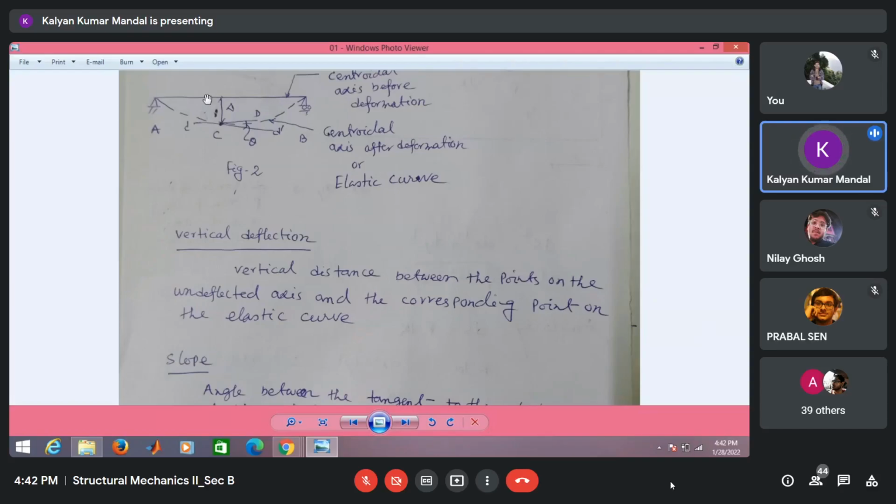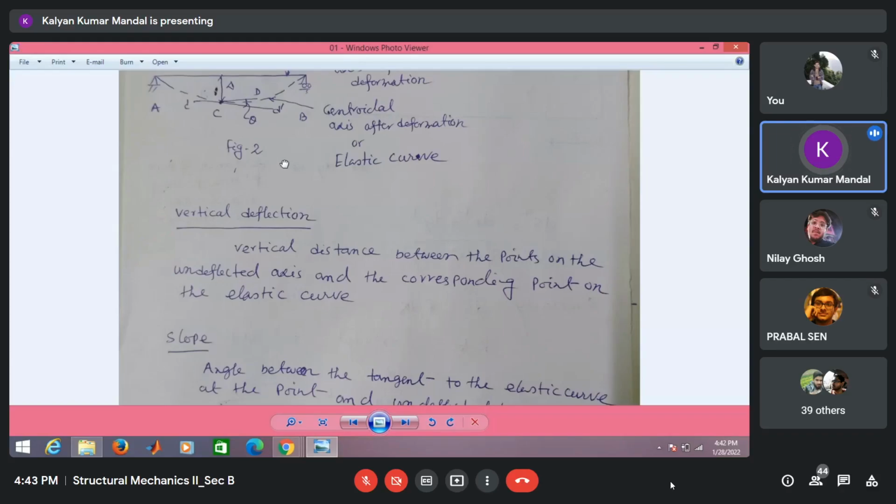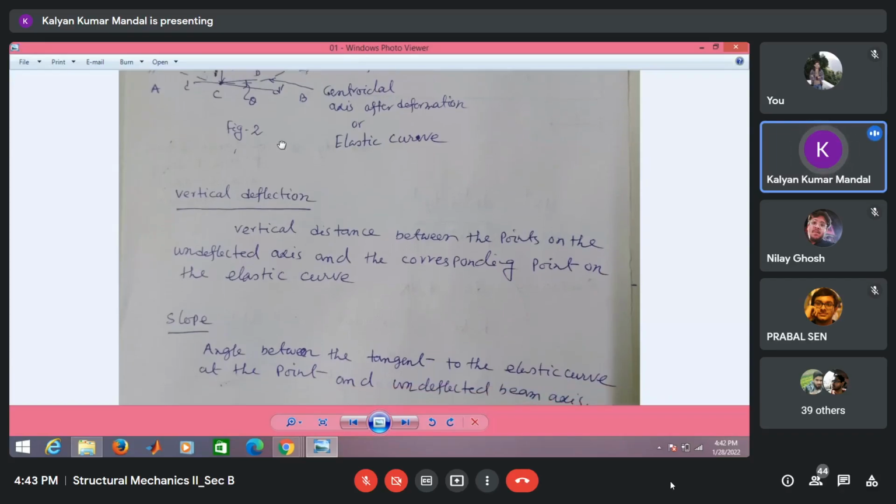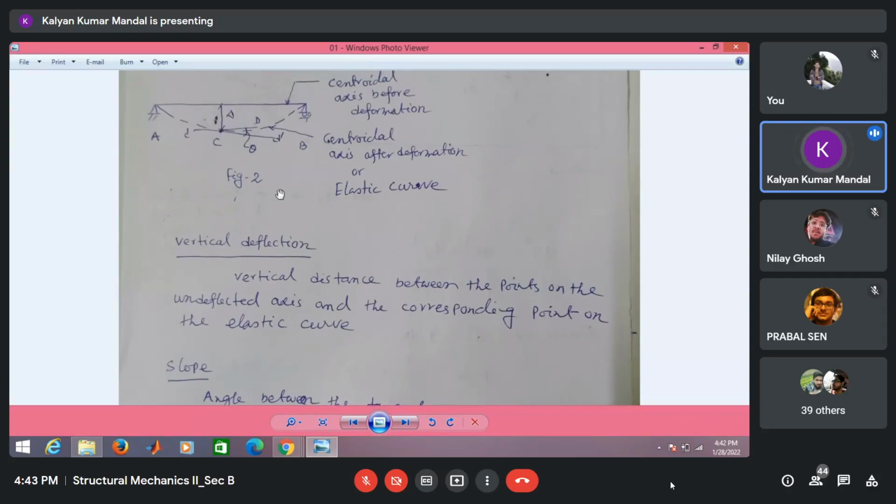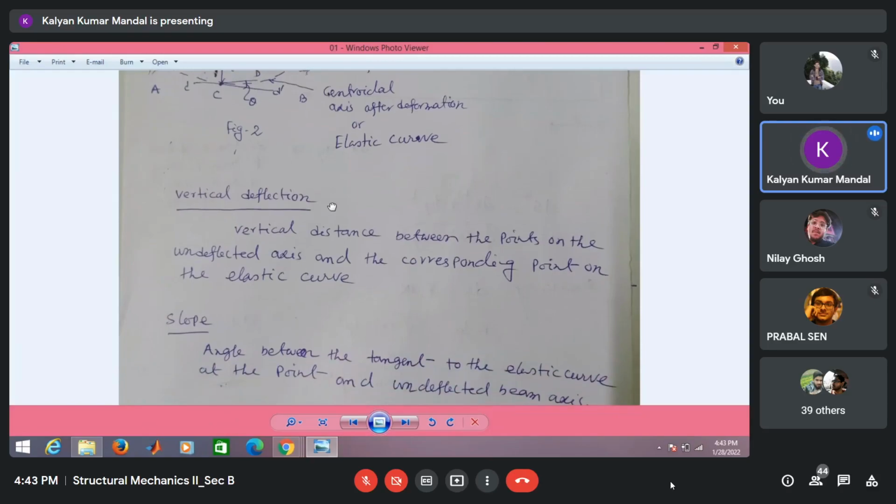If the point C changes on the elastic curve, then again the deflection as well as the slope will change. It depends on the position of the point. These two are the main deformations: one is vertical deflection, and the other is slope or angular deformation. We will discuss how to calculate the vertical deformation as well as the slope of the elastic curve.